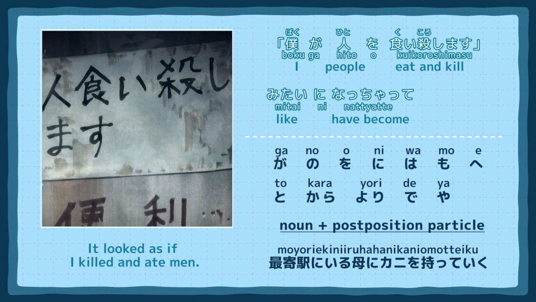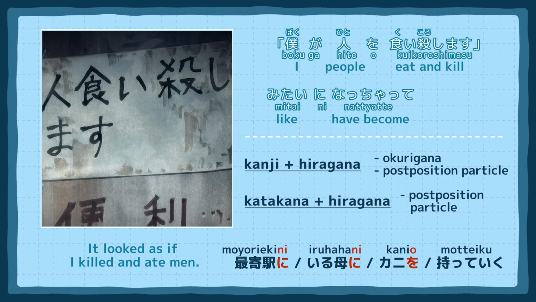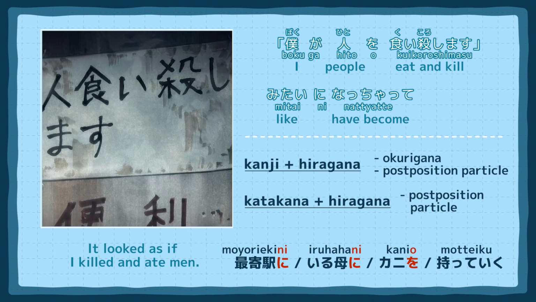最寄り駅にいる母にカニを持っていく. With this line in kanji, now it's easier to find the postpositional particles. に, o. So at least now you can put a slash here. And the number 2 rule: in many cases, kanji and katakana take hiragana as okurigana or postpositional particles. So probably it's easier to find the phrase break.